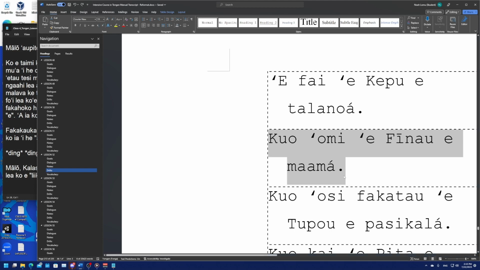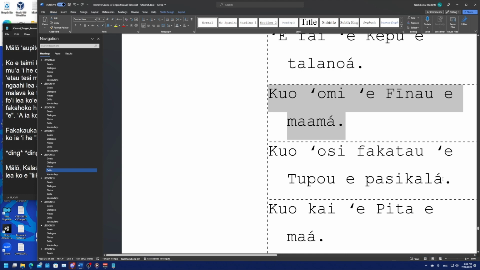Or any sort of light. It could be a lamp. It could be a flashlight. Kua ne omi e māma.